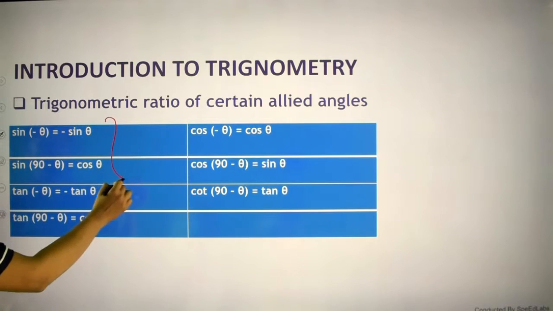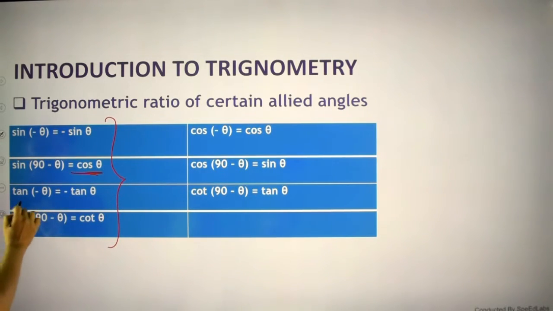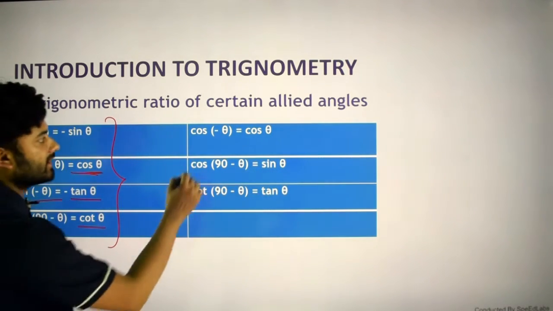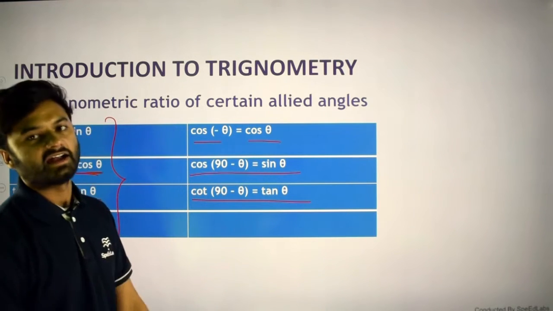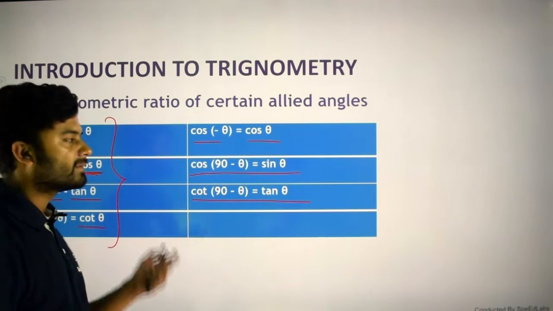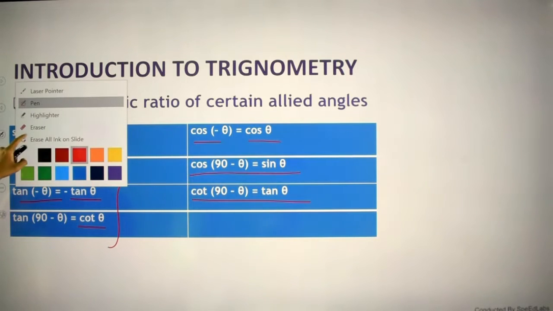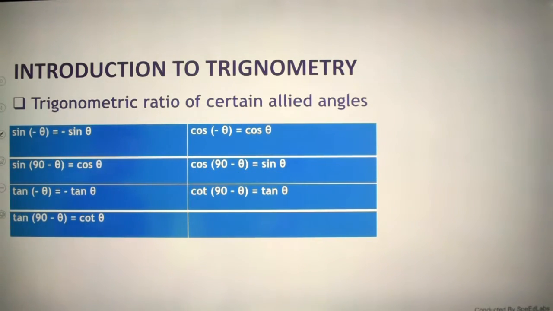And sine of 90 minus theta is basically cos theta, tan of minus theta is minus tan theta, tan of 90 minus theta is cot theta, cos of minus theta is cos theta, cos of 90 minus theta is sin theta, and cot of 90 minus theta is tan theta. So these are the trigonometric transformations you can remember. These are very important transformations.